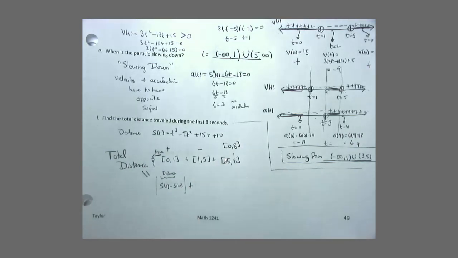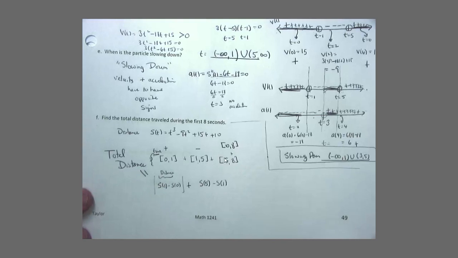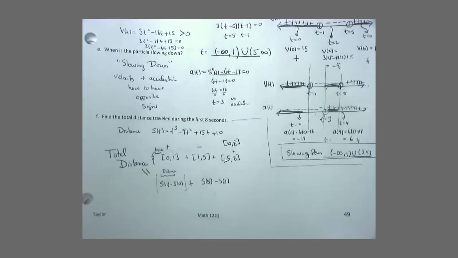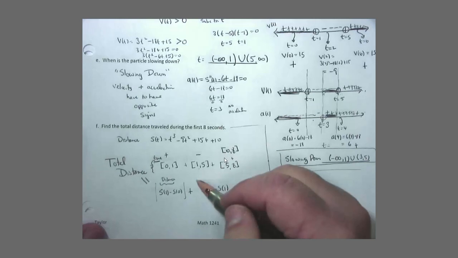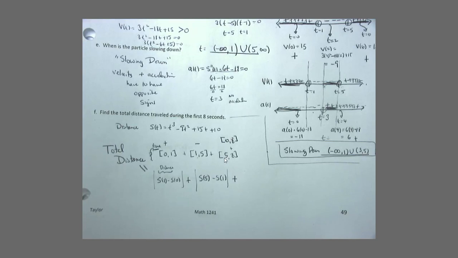Plus, here we go. How do I calculate the distance between 1 and 5 seconds? Well, I calculate how far I've gone in 5 seconds minus how far I've gone in 1 second. This would be s of 5 minus s of 1. However, what direction am I moving between 1 and 5 seconds? I'm moving in a negative direction. I don't want negative distances here, so I'm going to put absolute values around them so I want all my distances to be positive.